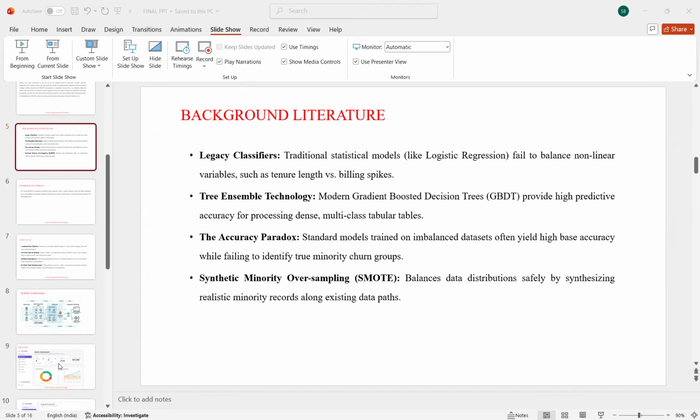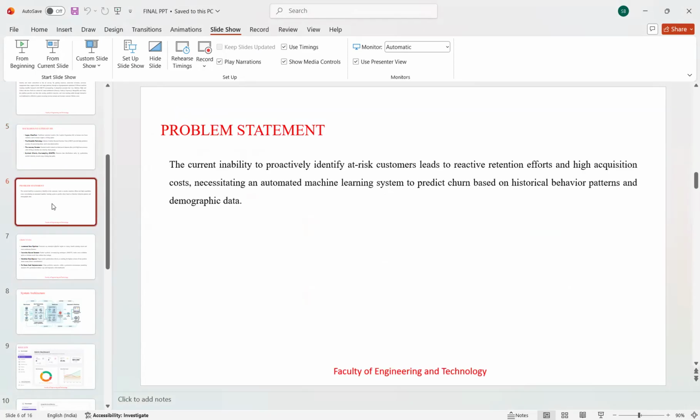Next, going through the problem statement. A problem statement explains the main issue a project solves. Companies often fail to identify customers who may leave their service. Because of this, companies react only after customers leave. Losing customers increases marketing and acquisition cost. Manual analysis is slow and not accurate for huge data sets.